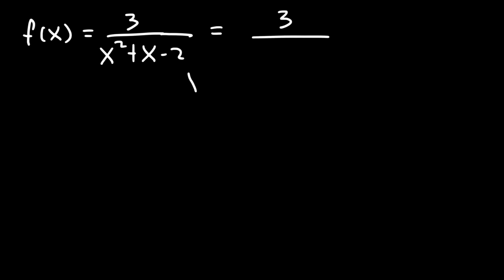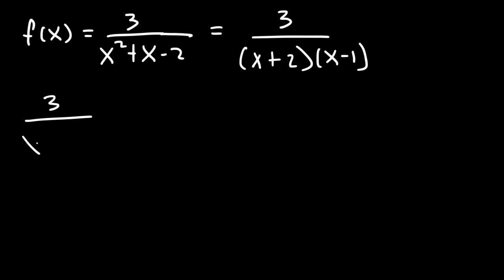If we find two numbers that multiply to negative 2, but add to the middle coefficient of 1 in front of x, that's going to be positive 2 and negative 1. So it factors to x plus 2 times x minus 1. 2 times negative 1 is negative 2. 2 plus negative 1 is positive 1. Now, we need to split this fraction into two smaller fractions. And so we need to use partial fraction decomposition.